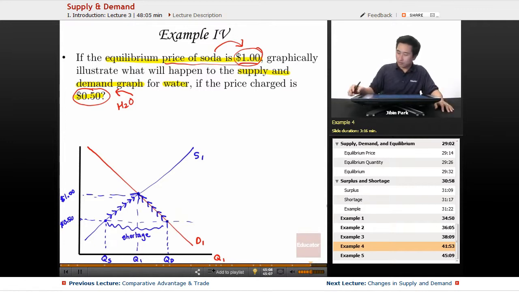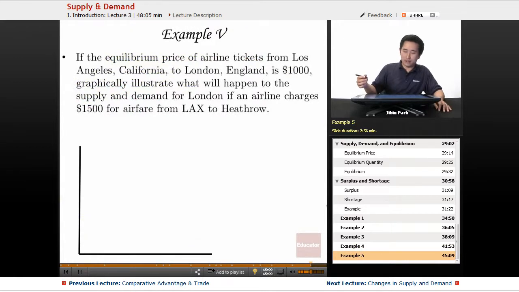The final example is, let's take a look at airline ticket prices. Let's say, hypothetically, that the equilibrium price of airline tickets from Los Angeles, California to London, England is $1,000. So graphically illustrate what will happen to supply and demand if an airline charges $1,500 for airfare from LAX to Heathrow, which is London's Central Airport.